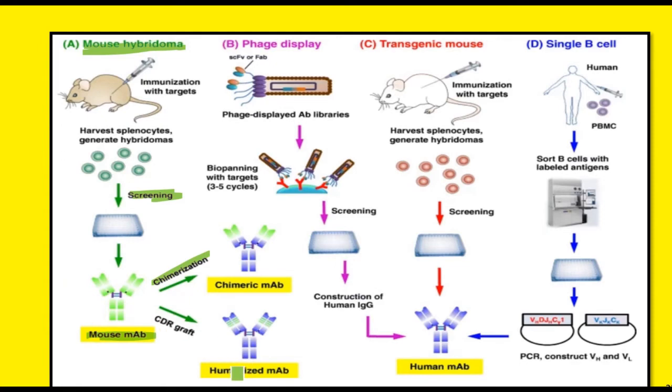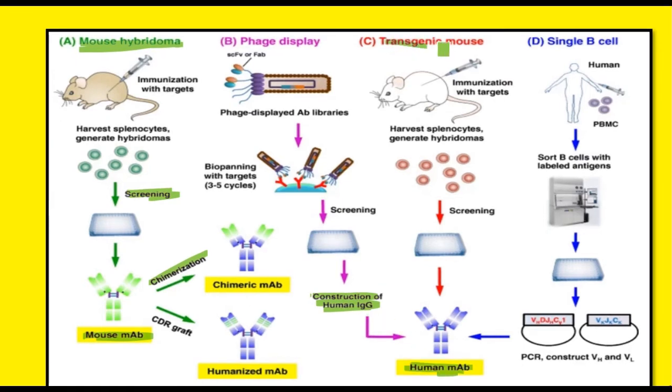Phage display technology. In this, phage displayed antibody libraries will be there. From that, biopanning will be done with the targets. Again the screening will be done. Then the IgG antibody construction will be done, and then human antibody is produced. MAB production by transgenic mouse. First we have to immunize the mouse with the target. Then splenocytes are harvested, which will generate the hybridomas. Again the screening will be done, and human monoclonal antibodies are produced.